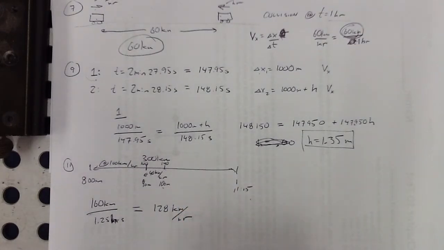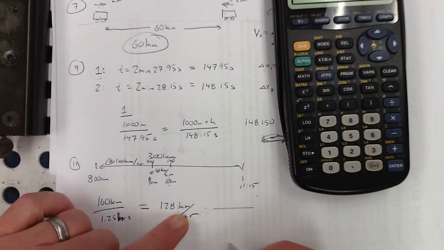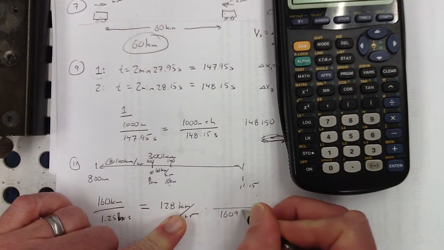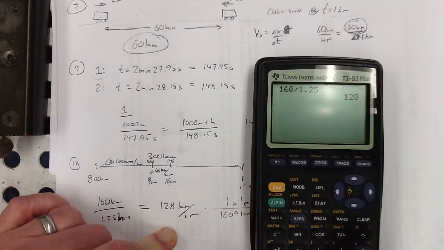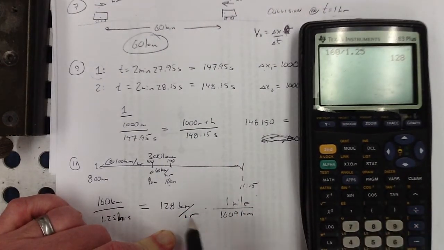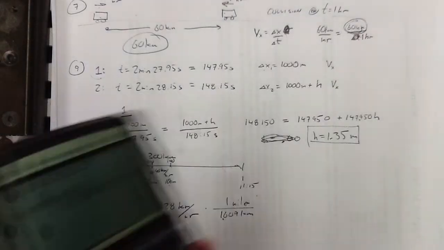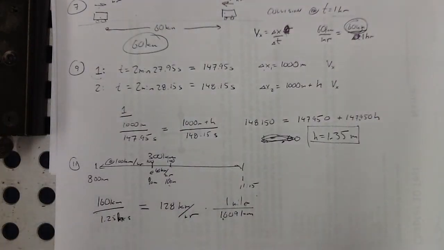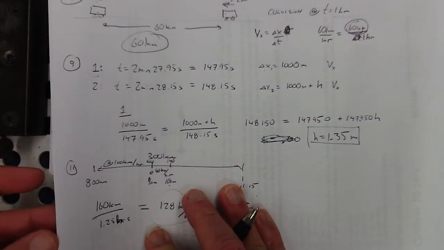You want to know what that is in miles per hour, just to see if we're speeding or not? Well, let's see. To go from kilometers per hour to miles per hour, I know that there's 1,609 kilometers in 1 mile. You should know that. That's a good conversion to know. That's meters, sorry. So that's meters in a mile. So that's 128 divided by 1.609. So that's 79.5 miles an hour. I can't say I've never driven 80 on the interstate.